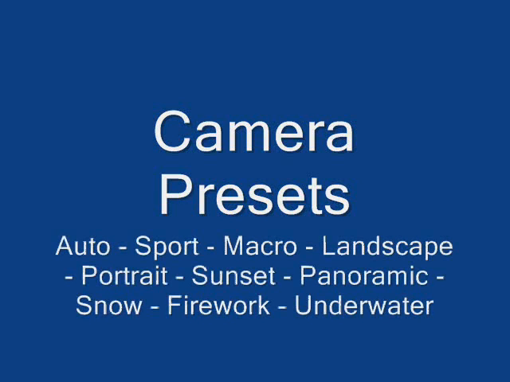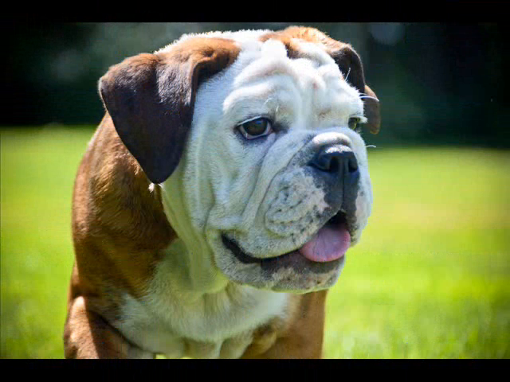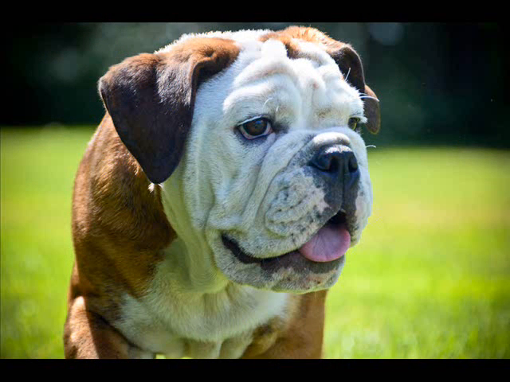Most cameras today have programs that adjust the camera to preset aperture and shutter speed. Examples of these preset settings are Auto, Sport, Micro, Landscape, Portrait, Sunset, Panoramic or Stitch, Snow, Firework, Underwater, Indoor, and Steady Shot. Auto is the basic setting. Here, the camera will use its best judgment to select the camera settings.